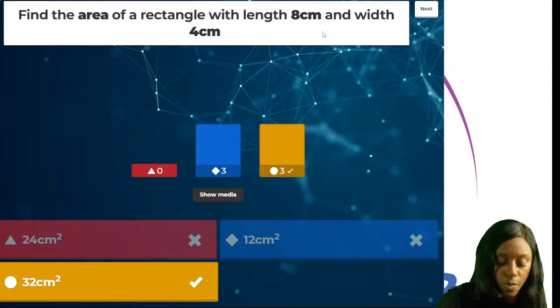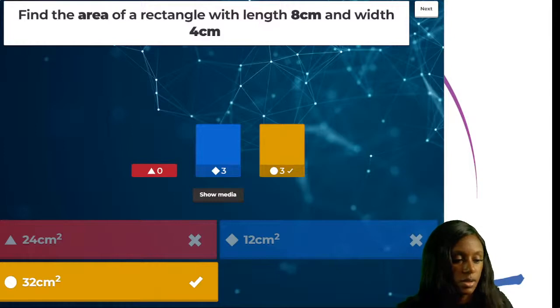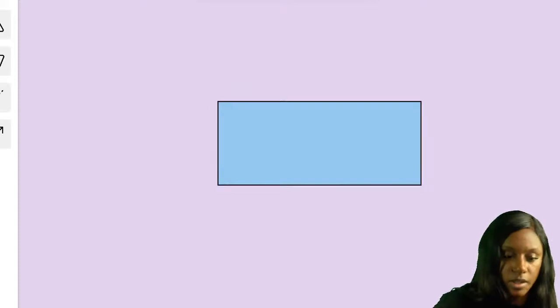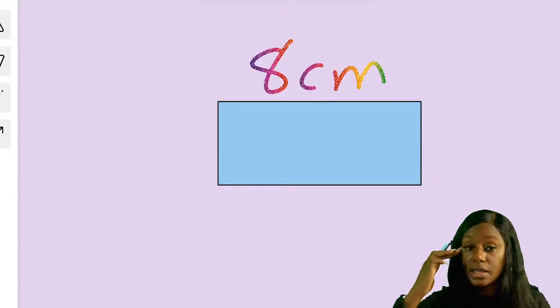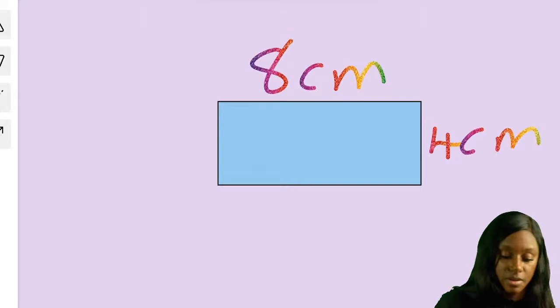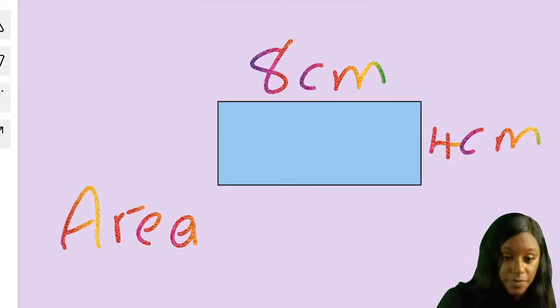Okay, so they asked us to calculate the area of a rectangle. So let's see here. Let me try to get a rectangle on my screen here. So they said the length was 8 centimeters. And the question said that the width was 4 centimeters. So how do we get the area of a rectangle? The formula would be length times width.